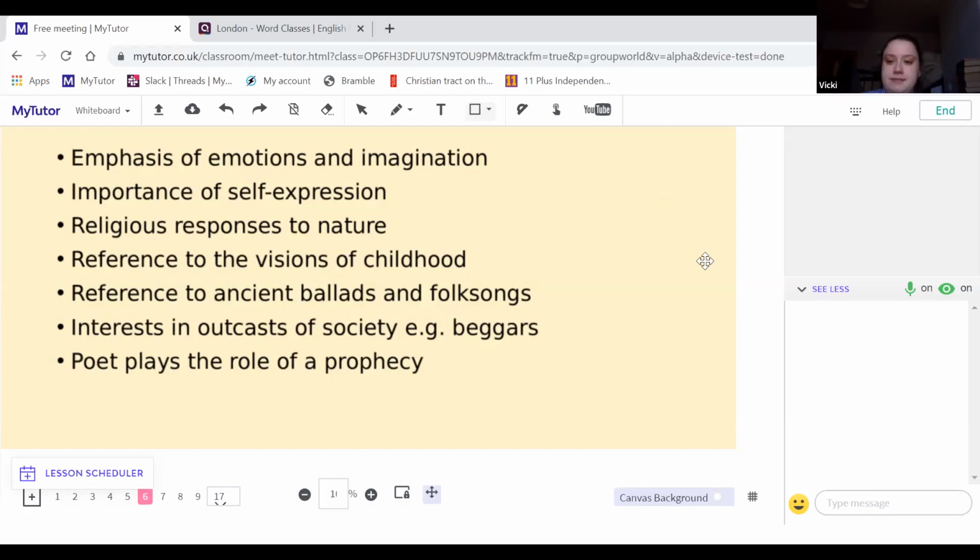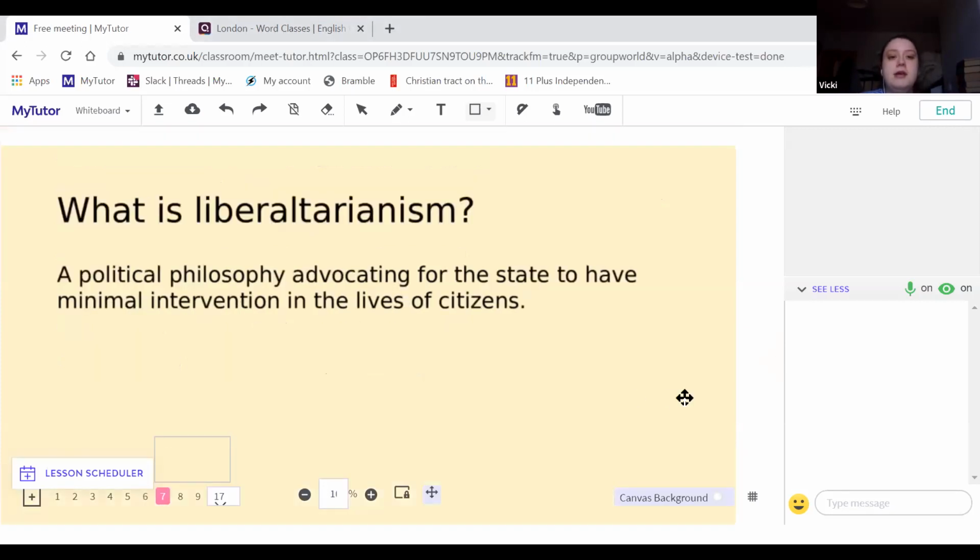Fabulous. Right. So let's quickly talk a little about libertarianism. Essentially it means being liberal. So it's saying that there should be minimal intervention by the government. We should essentially be able to do what we want to do, but we need to be respectful to each other. Something which we see in Blake.